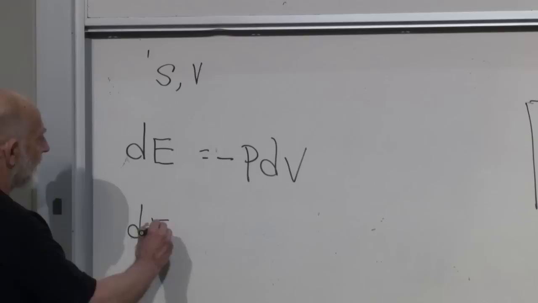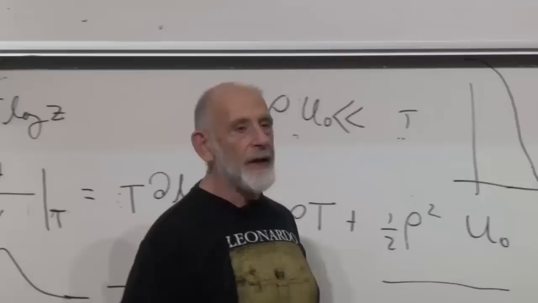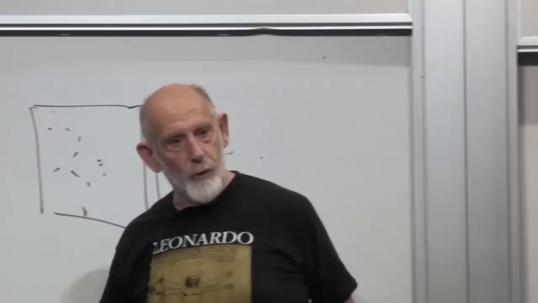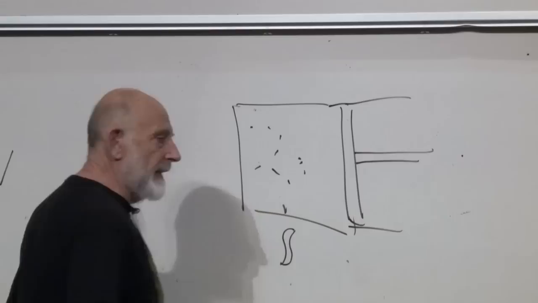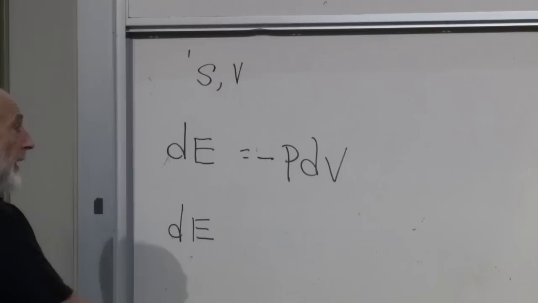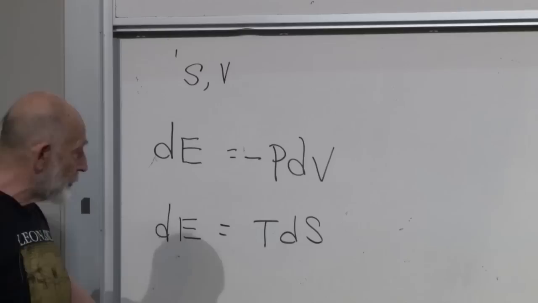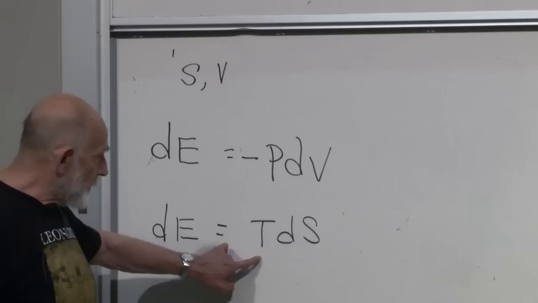Now, what about the change in energy if you keep the volume fixed, but you add a little bit of heat? You got some energy from somewhere, and you dump it into the system, however you did it. You could do it by putting a flame under here and heating it a little bit. Then what is the change in energy? Without changing the volume, it's equal to the temperature times the change in the entropy. That's the definition of temperature. The change of energy is by definition the temperature times the change in entropy. Entropy we defined independently. We defined it probabilistically.